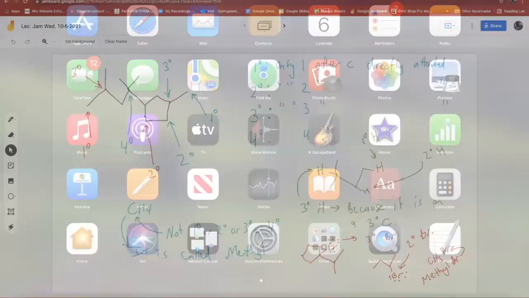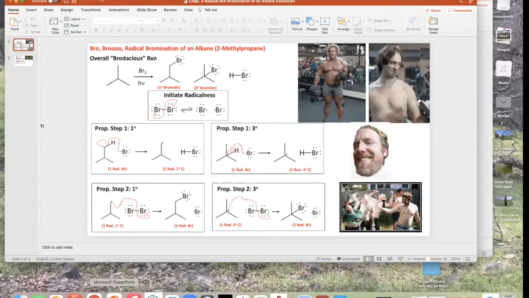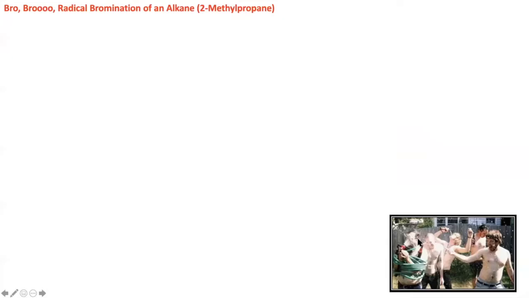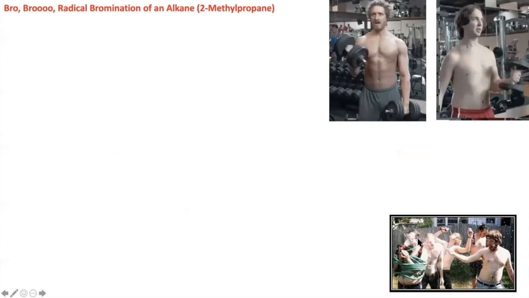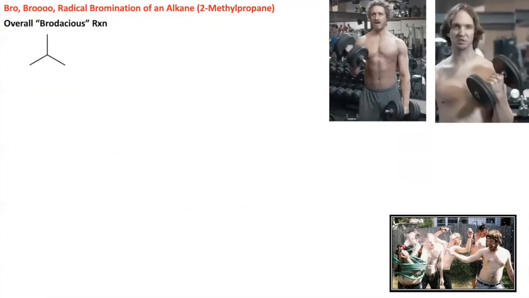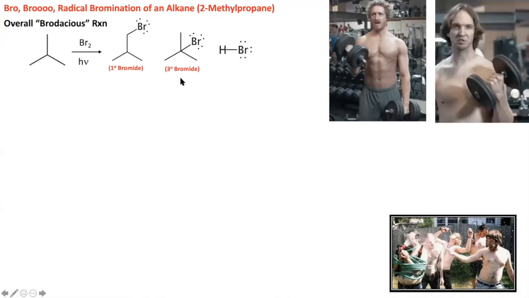All right, cool. Let's go back to my animation here. I'll do the beginning again quick. All right, so here's the overall reaction. Primary bromide, secondary bromide. It makes sense that it's primary, right? It's on a primary carbon. Makes sense that it's tertiary on a tertiary carbon. So does anyone have a guess at what the major product is for these two? Do we make more of the tertiary bromide or the primary bromide?